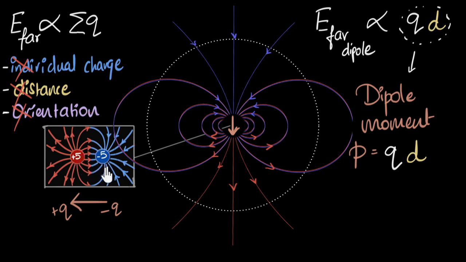And guess what? Dipoles are found everywhere in nature. A lot of molecules like water, for example, are dipoles. And so knowing their strength or dipole moments helps us understand how they interact with other molecules and eventually helps us understand how these elements or compounds behave.